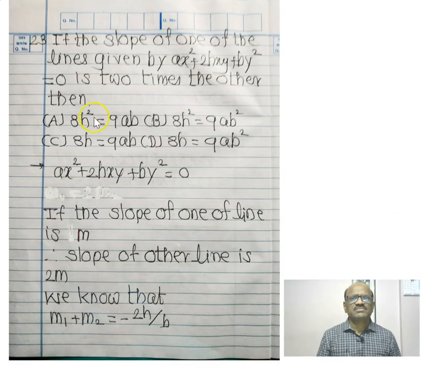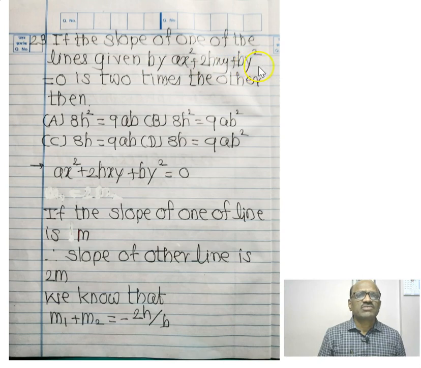Now next question. If the slope of one of the lines given by ax square plus 2hxy plus by square is equal to 0 is 2 times the other, then prove that 8h square is equal to 9ab. Now see, this is a joint equation of a pair of straight lines passing through the origin, that is ax square plus 2hxy plus by square is equal to 0. If the slope of one line is m, then the slope of the other is 2m.